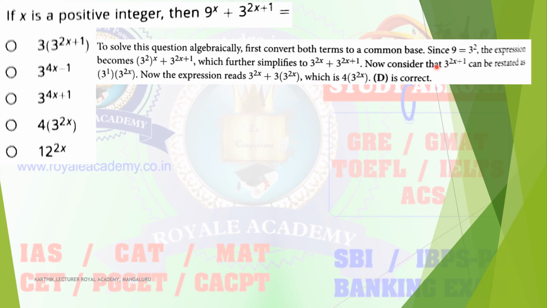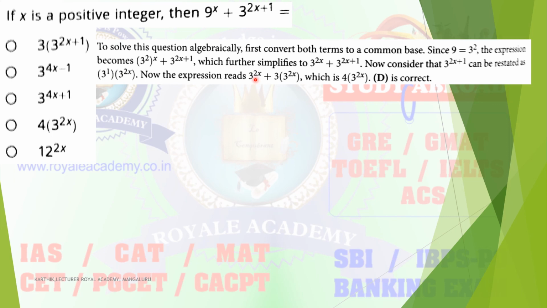Okay, so this term you can also write like this, 3 to the power of 2x, and along with plus 1, you can also write 3 to the power of 1. While multiplying, the powers get added. So this term, 3 to the power of 2x plus 1, you can also write like this: 3 to the power of 2x into 3 to the power of 1. 3 to the power of 1 is nothing but 3.